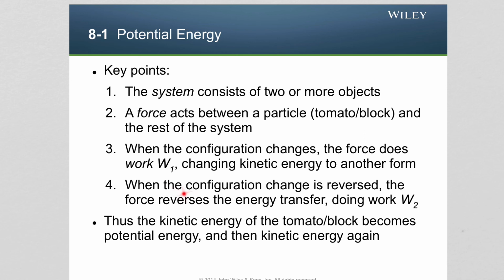When the configuration change is reversed, the force reverses the energy transfer, doing work W2, and so then changing that other form of energy, which was gravitational potential energy or elastic potential energy, back to kinetic energy. So thus the kinetic energy of the tomato or block becomes potential energy and then kinetic energy again.